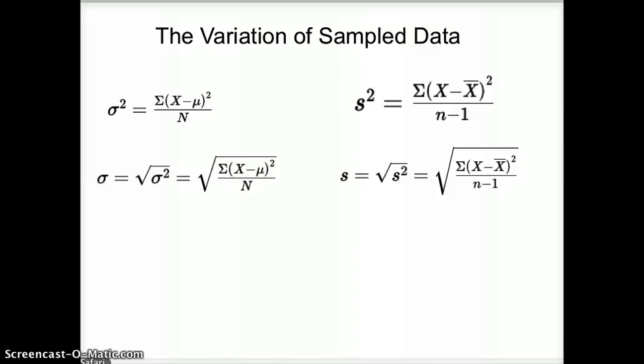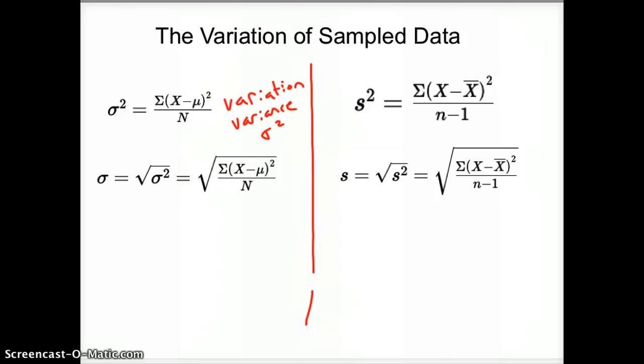The variation of sampled data is really just the same as the variation of population data. The difference is in the symbols and one little thing. So I'm going to draw a line here. This is variation of population data, or actually variance, sorry, which we called sigma squared. And here's the formula we had in the last video I did.